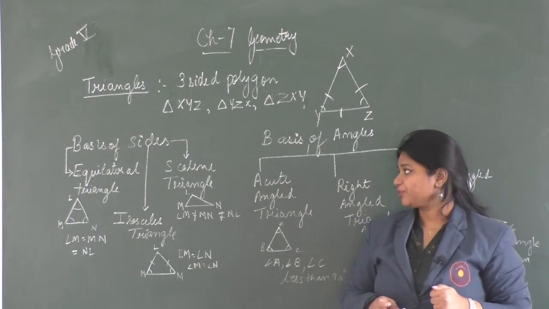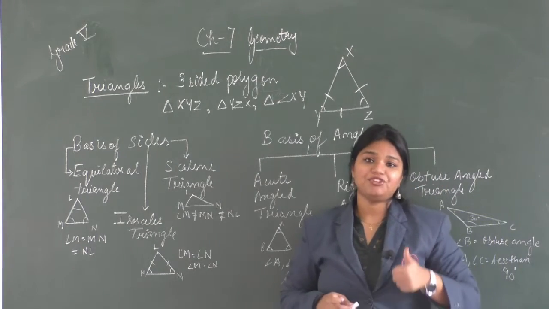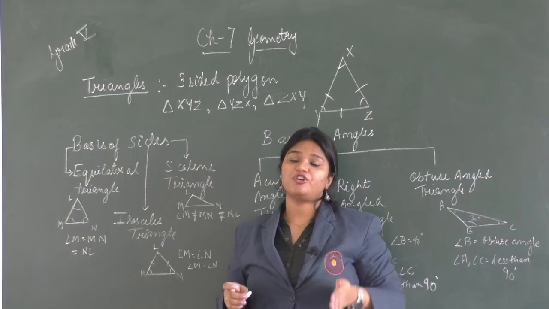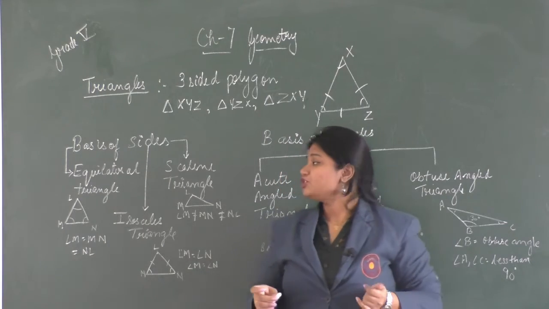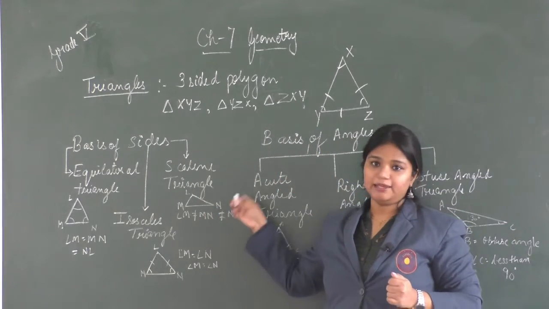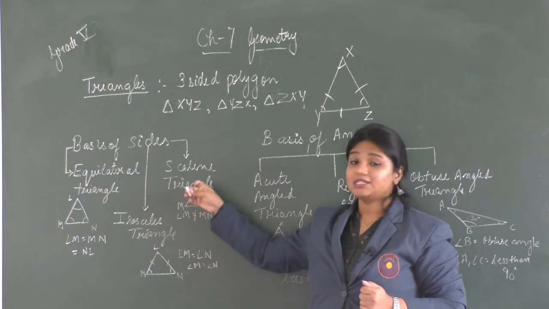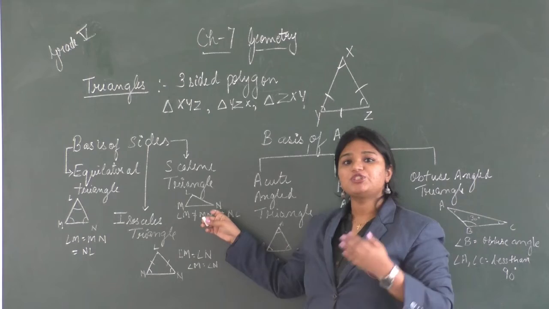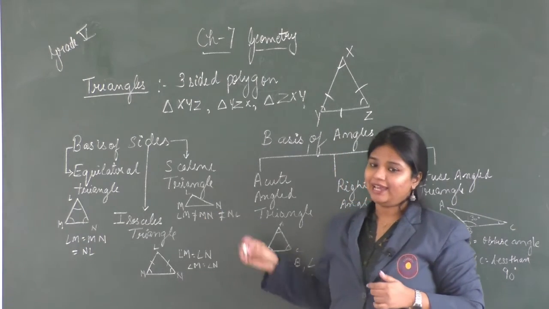The third type is scalene triangle. A scalene triangle has the sides which are of unequal length. So here in triangle LMN, side LM is not equal to side MN, which is further not equal to side NL.